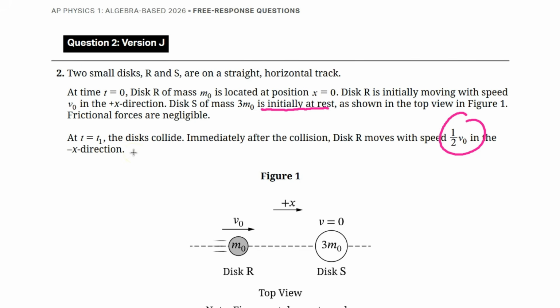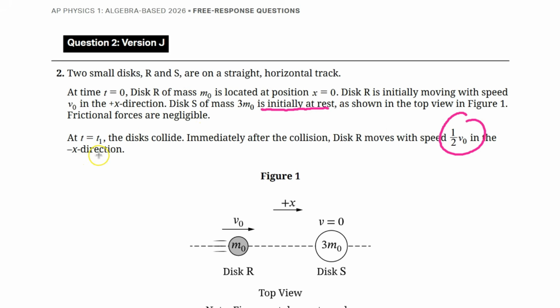In this video, we'll be solving 2026 AP Physics 1 free response question 2, and this is for version J. Two small disks R and S are on a straight horizontal track. At time t equals 0, disk R of mass m0 is located at position x equals 0. Disk R is initially moving with speed v0 in the positive x direction. Disk S of mass 3m0 is initially at rest. As shown in the top view in figure 1, frictional forces are negligible.